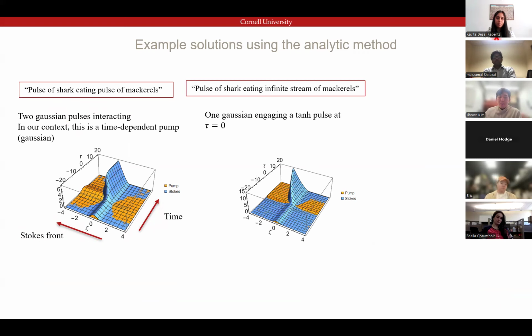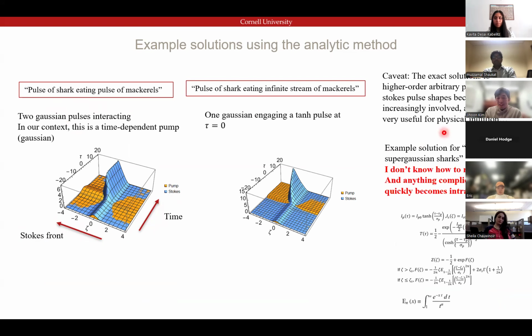Because it is a completely analytically finished problem. So can we just say we're done and be done with the day? The exact solutions to these, anything more complicated becomes very involved, and I don't know how to read this. So this is an example solution of nth order super Gaussian sharks. I derived it, I can probably write it, I can make plots, but I don't know how to understand this. It's a typical mathematician's analytical solution, not very useful if it becomes too complicated.